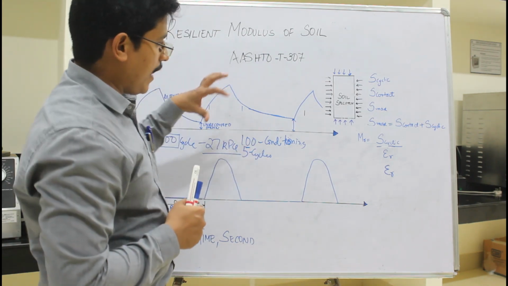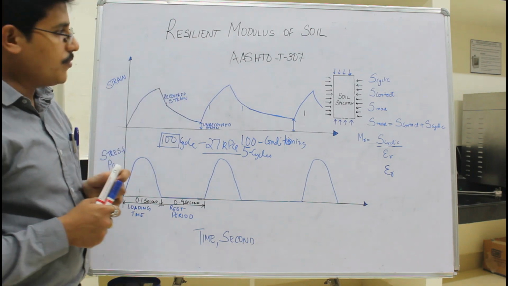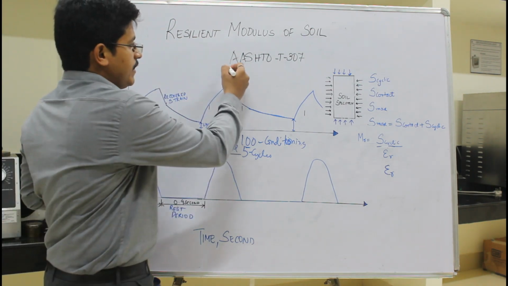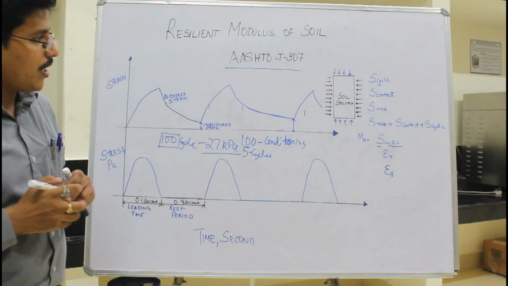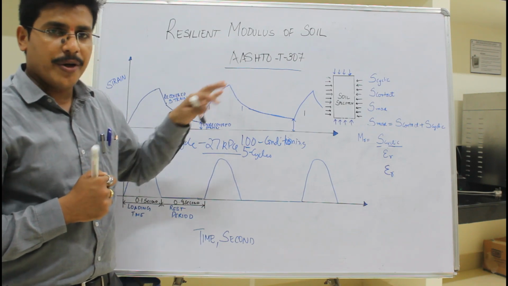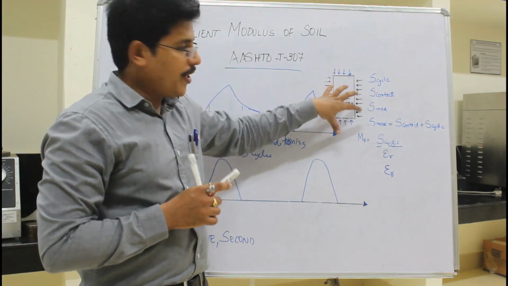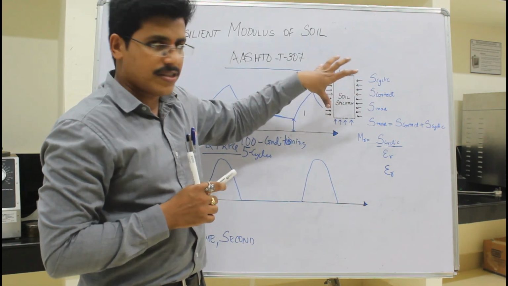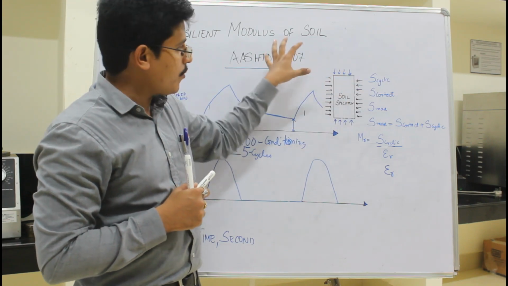This way we will characterize the soil using this resilient modulus test. So we use this AASHTO T307 as standard practice to conduct the test. They have given around 15 different stress sequences, because unlike other bound material, the unbound materials should be tested at different stress levels, right? And then we arrive at a particular MR value or resilient modulus value.